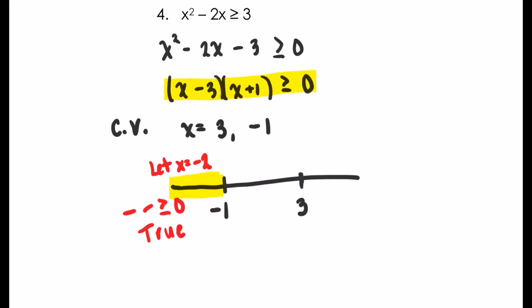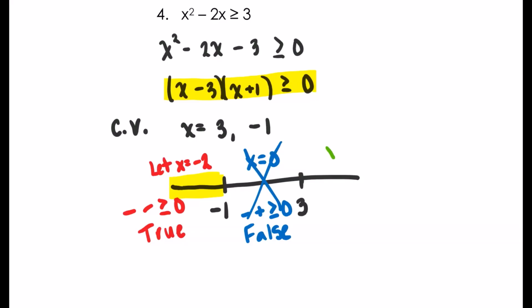Okay, next one I'm going to test is let x equal 0. Again, I'm testing in my highlighted inequality there. So I've got 0 minus 3 is a negative, 0 plus 1 is a positive. Is a negative times a positive greater than or equal to 0? And that is no, that's a false. So that means that this is not a solution, any number in that interval.